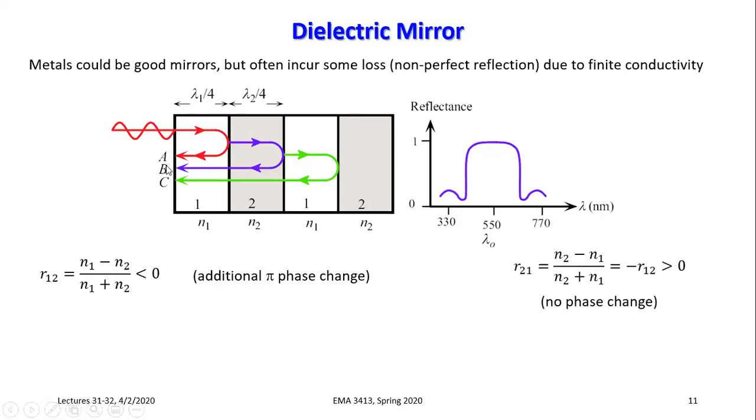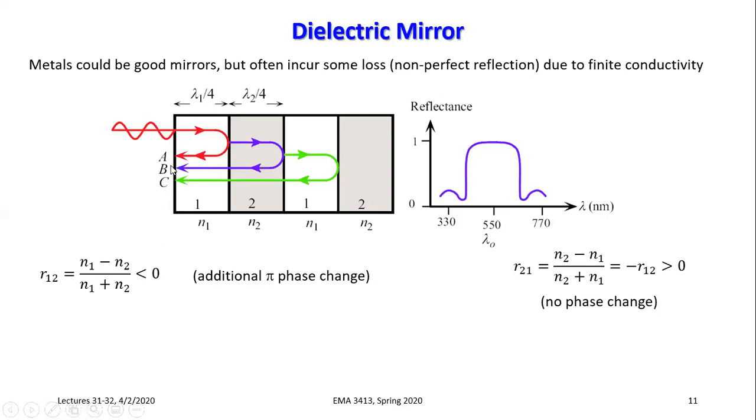Well, actually, there's another pi angle shift. That is, if R12 is negative because N1 is less than N2, then at the 2 to 1 interface, R21 is actually positive. Positive means that there's no phase angle change. If you have a negative reflection coefficient, that means there's an actual pi. The E field actually has to reverse the direction. That means equivalently, you have an actual pi phase angle difference. So you have pi plus pi here, and then for this one, you have 2 pi.